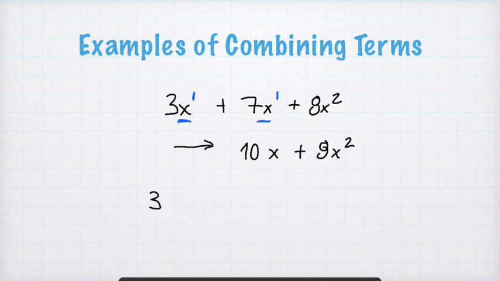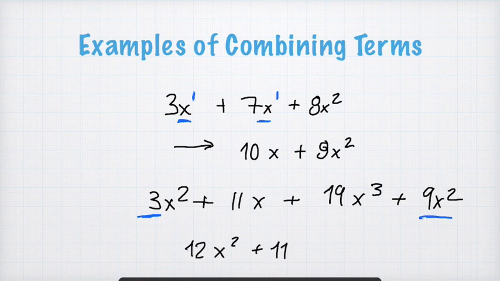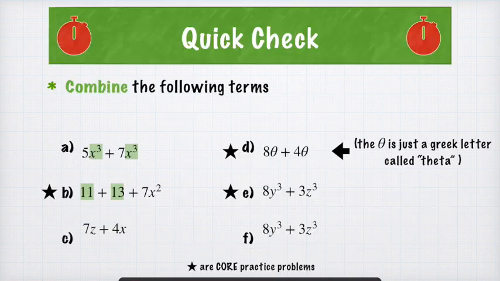Same thing with 3x squared plus 11x plus 19x cubed plus 9x squared. Because these have the same variables and they have the same powers, we can combine them to be 12x squared plus 11x plus 19x cubed. And that's as simplified as we're going to get that one down.